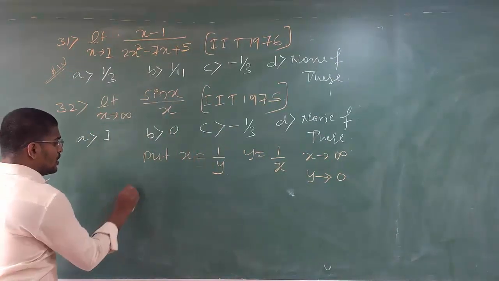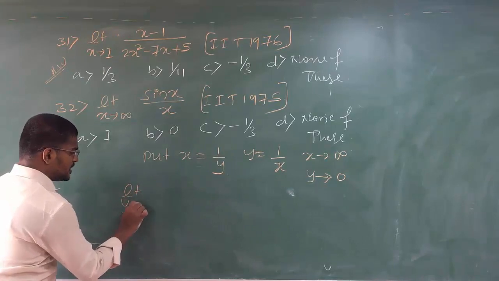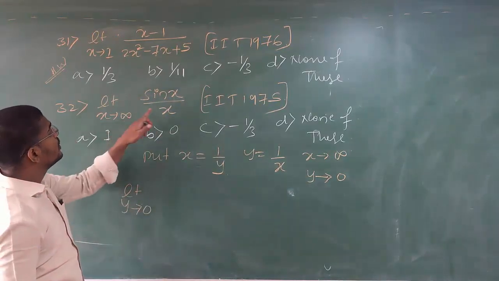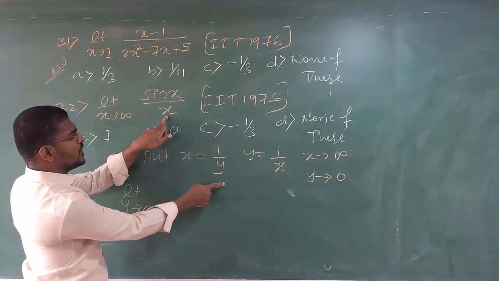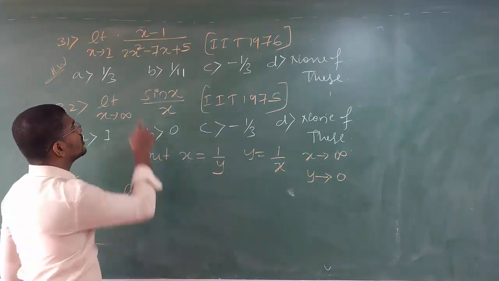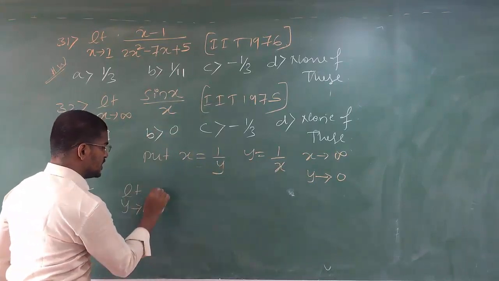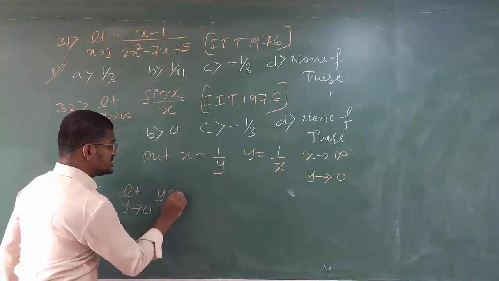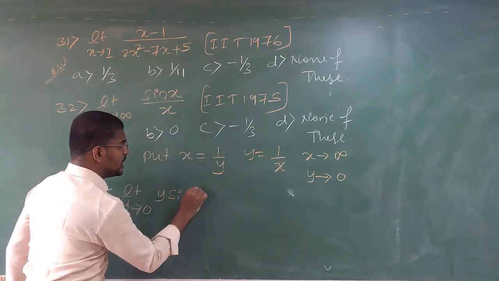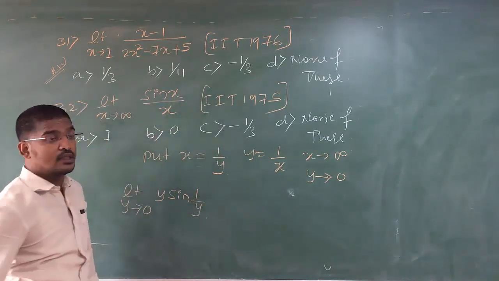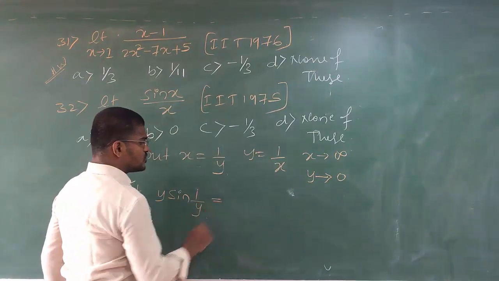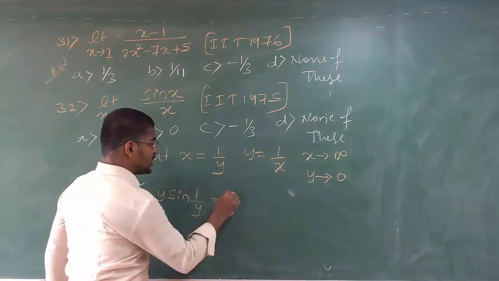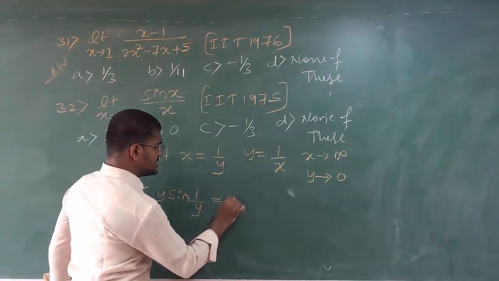Now, replace all the terms. Limit y tending to 0. Here, x is equal to 1 by y. So 1 by x is what? Y. So sine of x will be sine of 1 by y. Here y is tending to 0. Again, don't try to solve all the things. Just take the y term as 0.